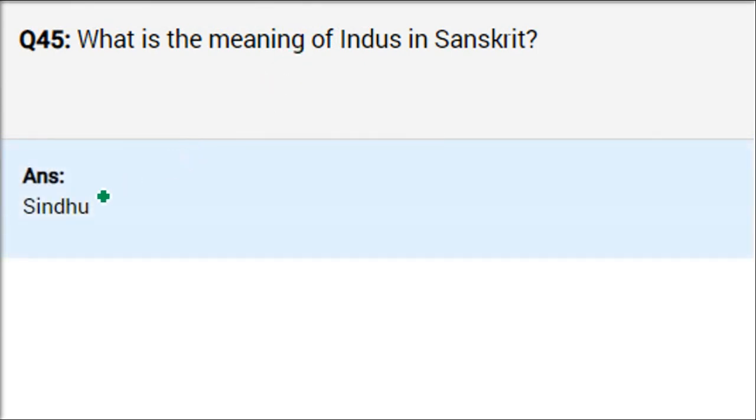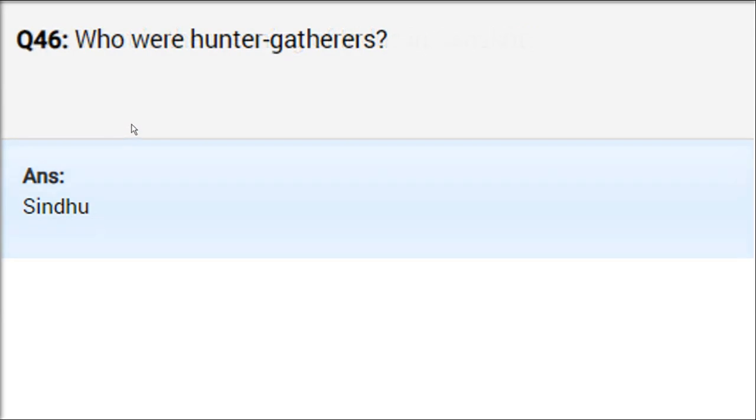Now, I was saying about this. What is the meaning of Indus in Sanskrit? Sindhu. Sindhu, Indus. So just ignore the question we have already seen, because Indus, Sindhu, Sindhu, Indus. Hindus, Indos, those people formed the words. But we will call it Indus, Sindhu.